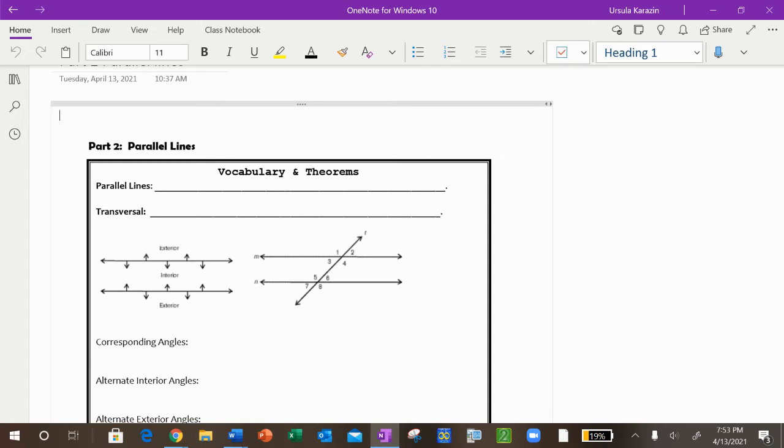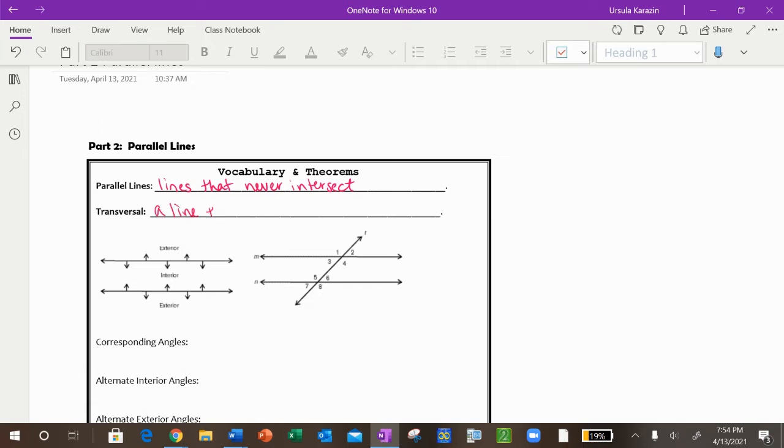So the topic today is parallel lines. Parallel lines are any lines that will never intersect. Doesn't matter how long they go on, forever and ever, they will not cross. Okay, a transversal is a line that intersects two or more lines. So a lot of times what we'll have is two parallel lines and then a line that crosses them, and we call that line that crosses them the transversal.